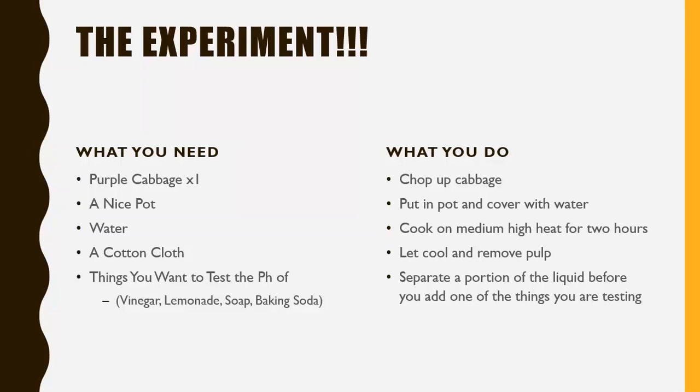Now, once it is thoroughly cooked and your house smells like cabbage, you're going to remove it from the heat, let it cool, and remove the pulp. Now you should have a very purpley liquid. You're going to separate a portion of that liquid, add vinegar, and see what color it changes to.